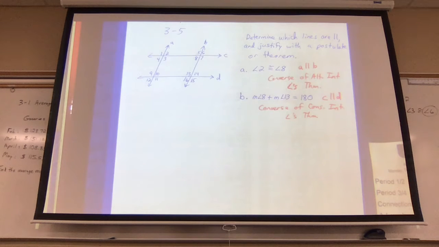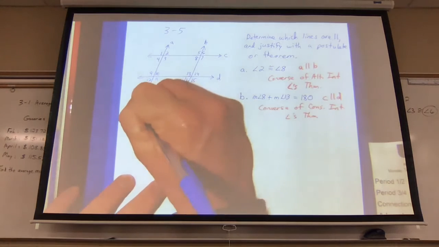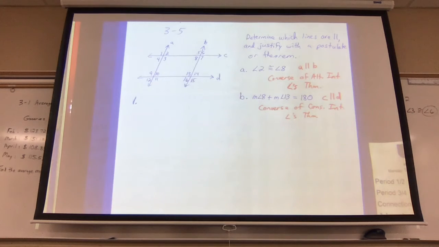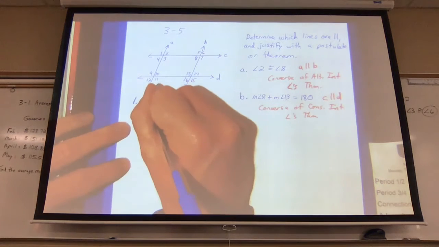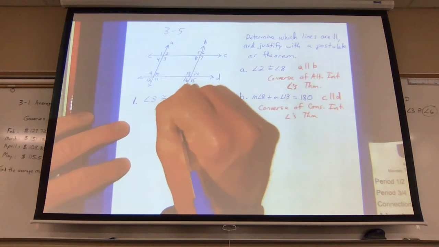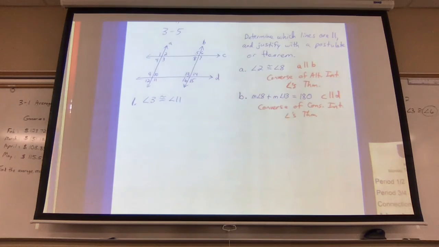All right, I'm going to give you one of these to do all by yourself here. We'll call this number 1. Let's take angle 3. Angle 3 is going to be congruent to angle 11. So see if you can take it from there, figure out which two lines are parallel, and then justify it with a theorem or postulate.